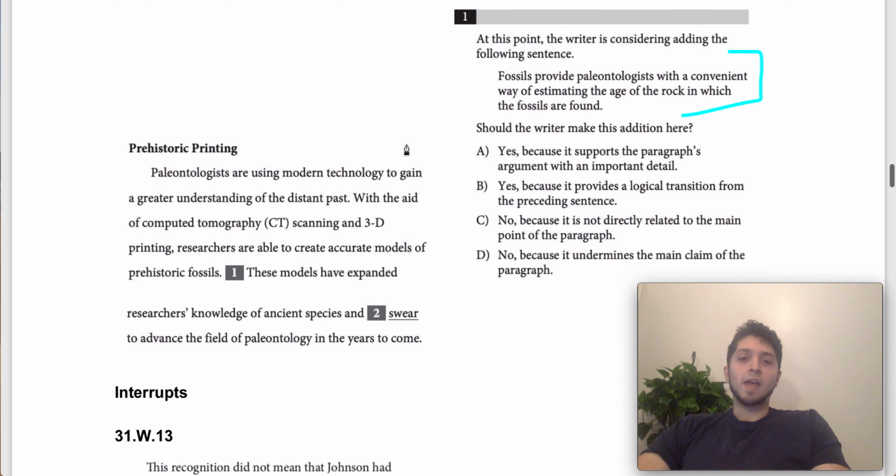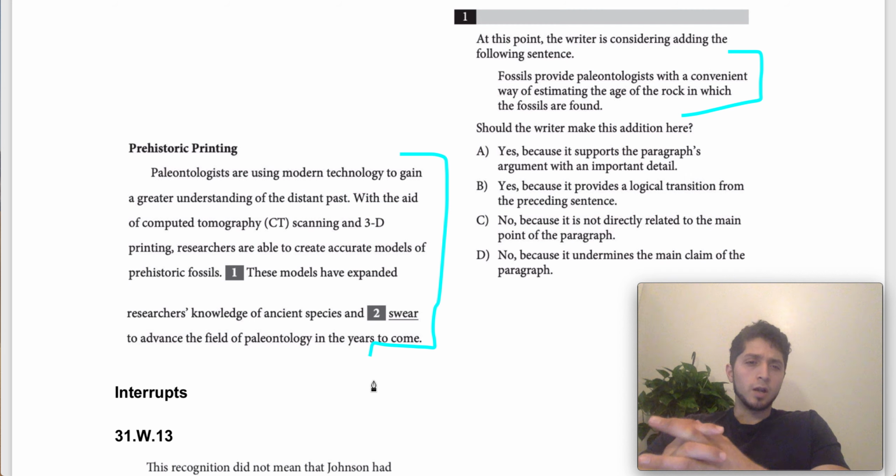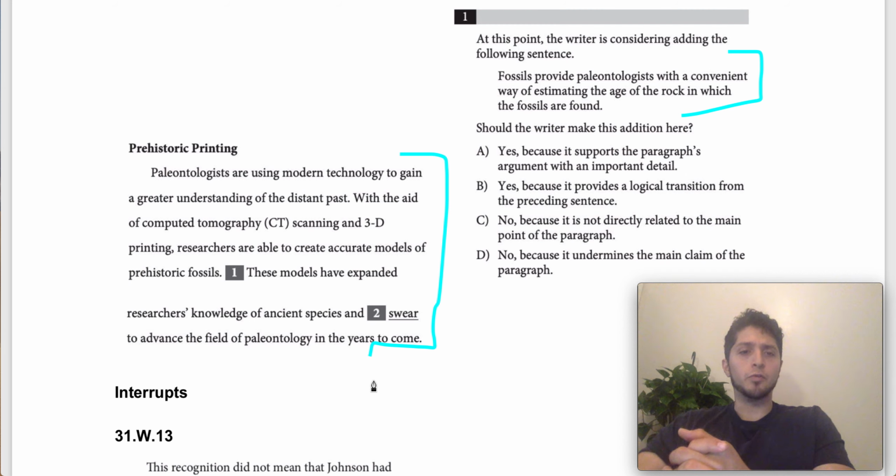The paragraph they want to add it to begins by saying paleontologists are using this modern technology to gain a greater understanding of the distant past with the aid of computed tomography, CT scanning, and 3D printing. Researchers are able to create accurate models of prehistoric fossils, these models, etc. So if we put this sentence in right here, there's actually a number of things wrong with it. One is that these models is connected to create accurate models, and if you put this in, there would be no reference for these models.